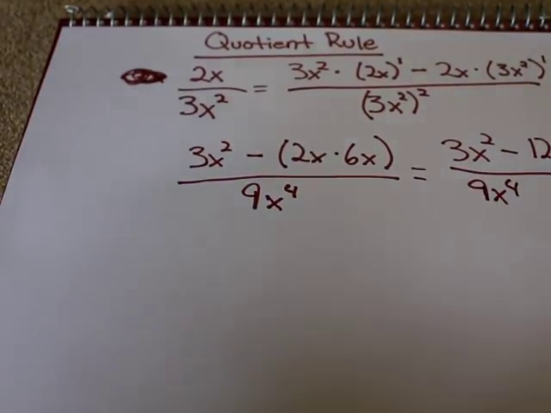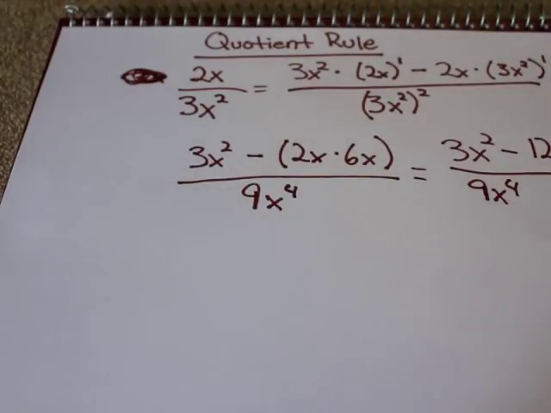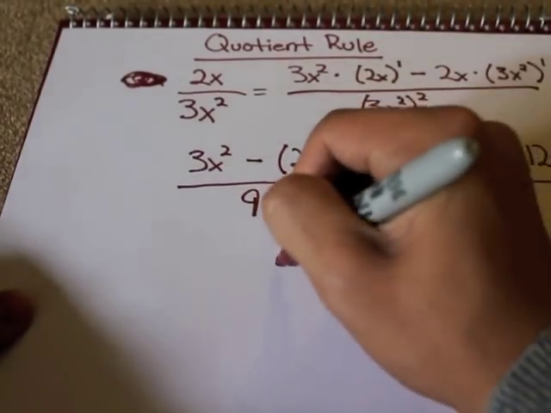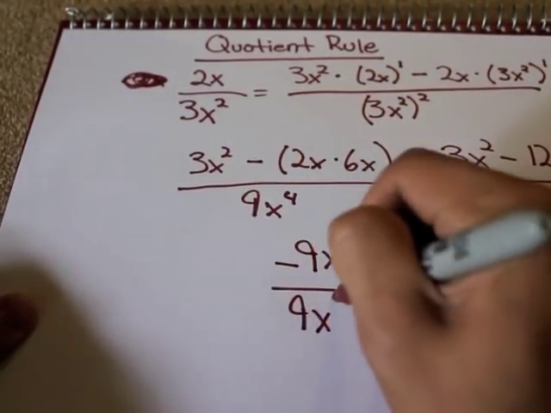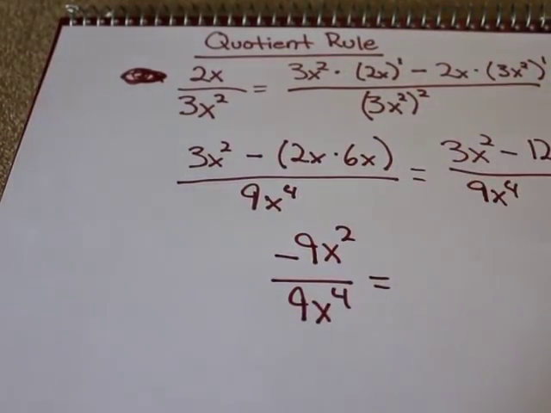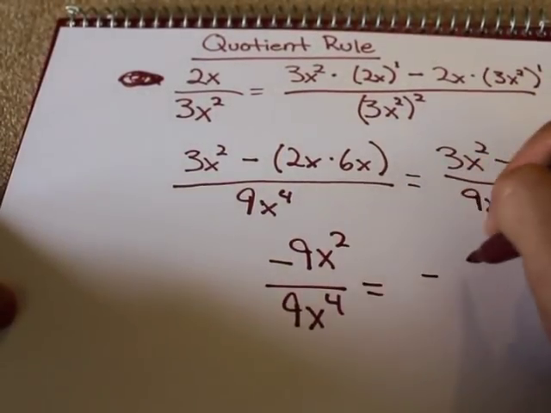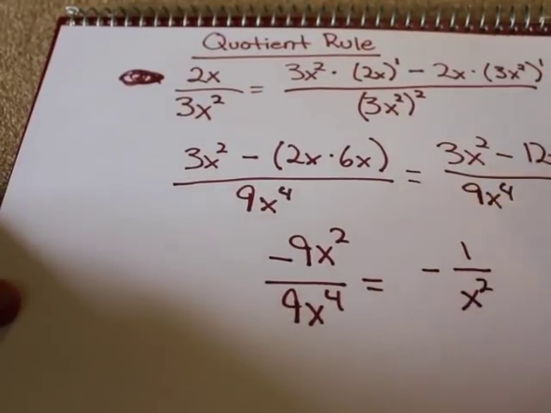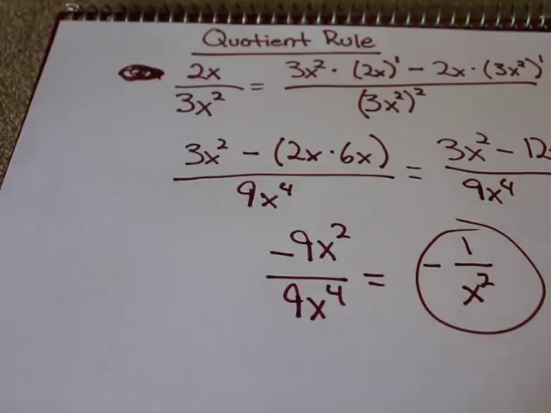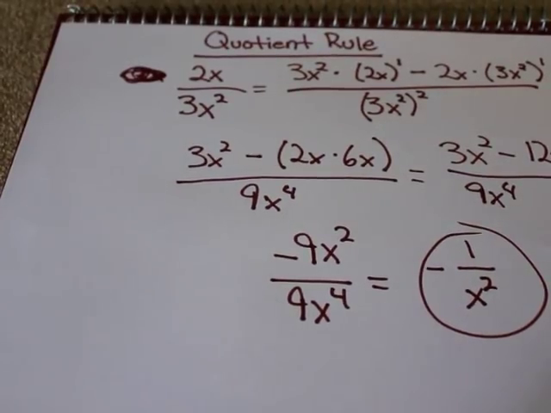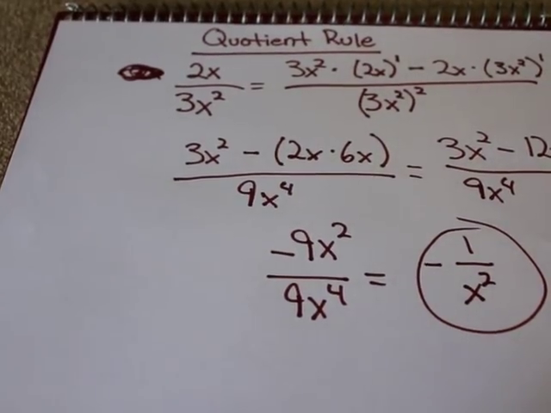And then we can subtract these since they have the same variable and value of the exponent. So 3x squared minus 12x squared equals negative 9x squared over 9x to the 4th. And then we can obviously simplify that. And when you simplify that, you get negative 1 over x squared. And that is how you find the derivative using the quotient rule. It's a little complicated. You can go back and view it a couple times and hopefully you'll understand it. And that's the quotient rule.